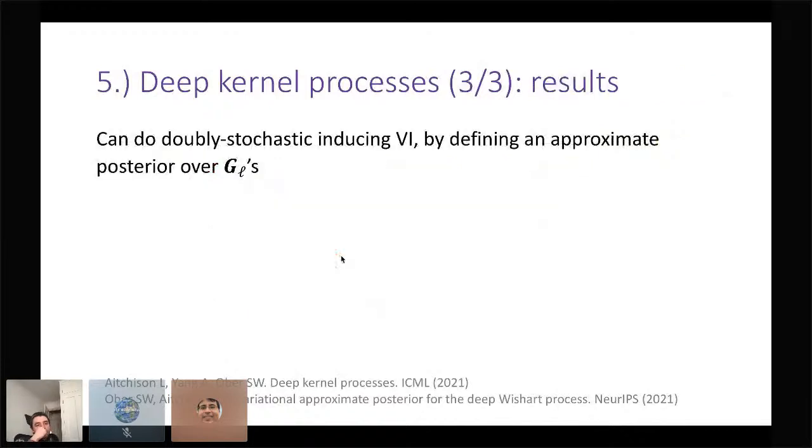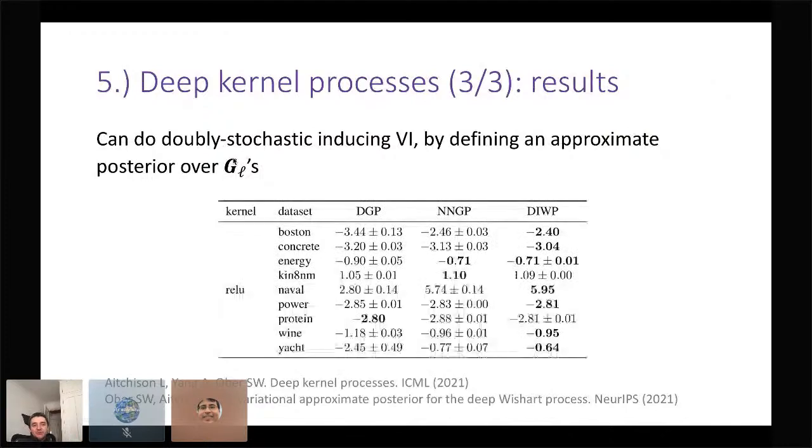Okay. And then with these things, it turns out that you can do something very similar to doubly stochastic inducing point variational inference in a Gaussian process. And we do that by defining an approximate posterior over these gram matrices. And again, I'm not going to get into this in depth. I'm just going to show you some results from UCI data sets.